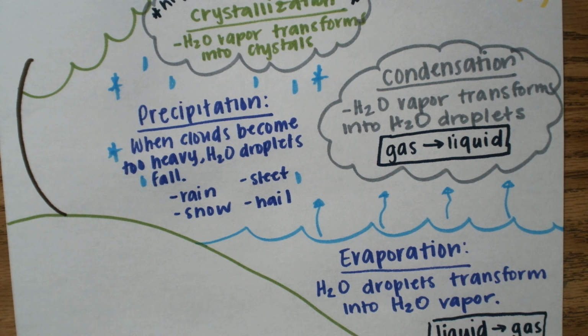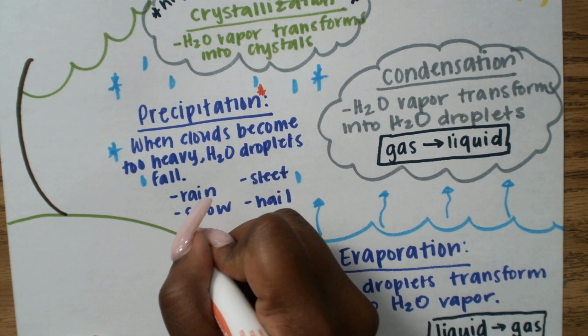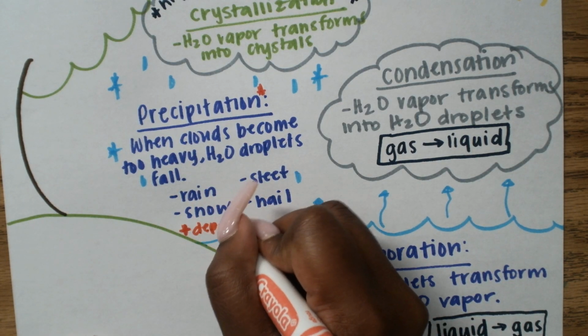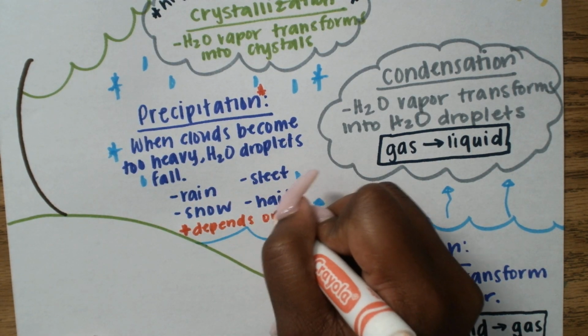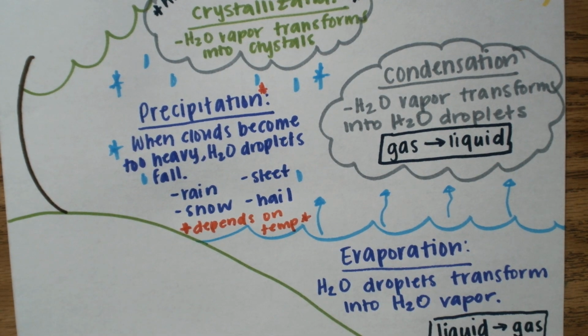But these different forms of precipitation depend heavily on the what in the atmosphere? The temperature. So if you need to, go ahead and add the note. I'm gonna put a little star next to precipitation, and then underneath it, I'm gonna write a star again and just say depends on temp. I wrote temp because I'm running out of space, but if you want to write temperature, do it.